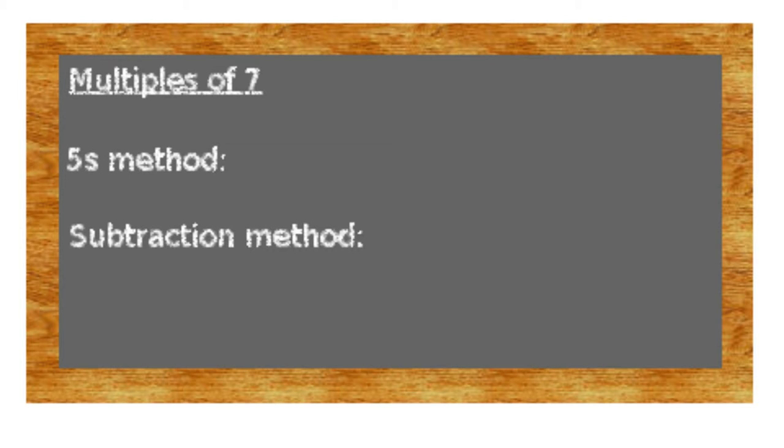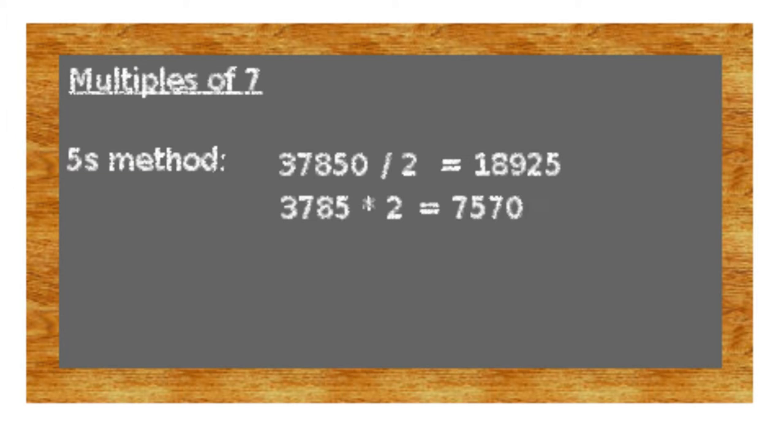To get a 7's multiple, there's two methods, the 5's method and the subtraction method. As you've correctly guessed, the 5's method for 7's is essentially the same as the 5's method for multiples of 6, except you add two multiples instead of one multiple. To do the 5's method, transfer the zeros, divide it by 2, and then we multiply the original number by 2, then we add it to the number we got from the 5's method.